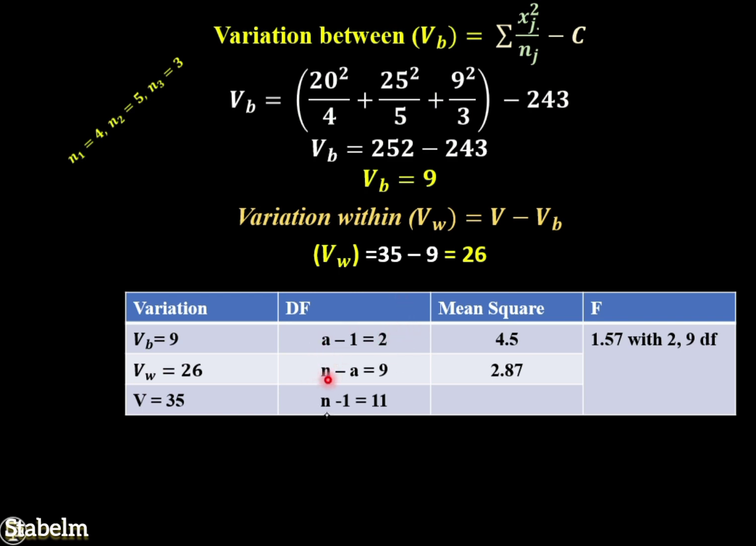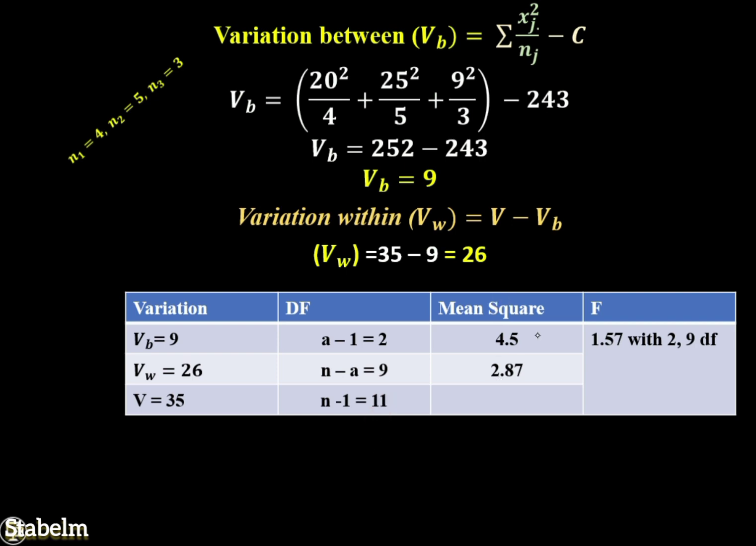The total number of observations, that is the total number of observations in each group, is 12. Then say 4 plus 5 plus 3 will give us that 12. So now say 12 minus A, which is 12 minus 3, gives us 9. Now 12 minus 1 gives us 11. And if you add these two together, 9 plus 2 will definitely give us 11.